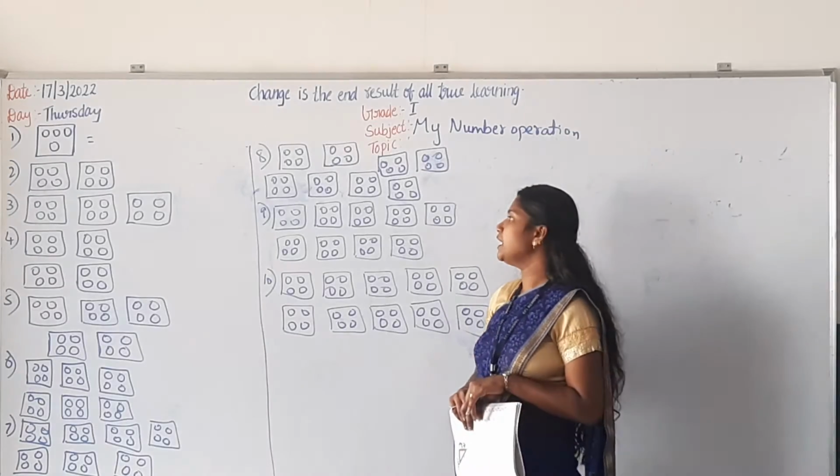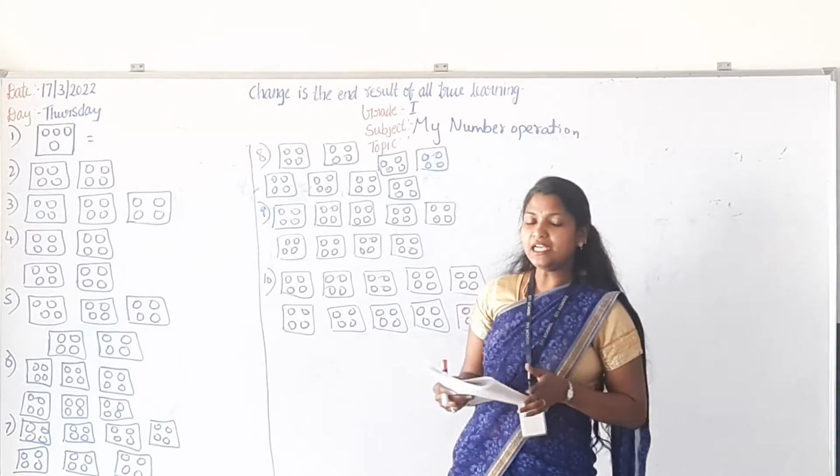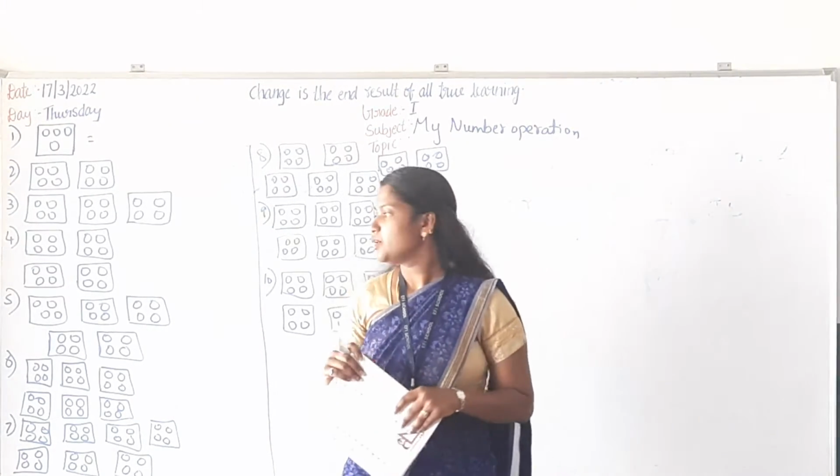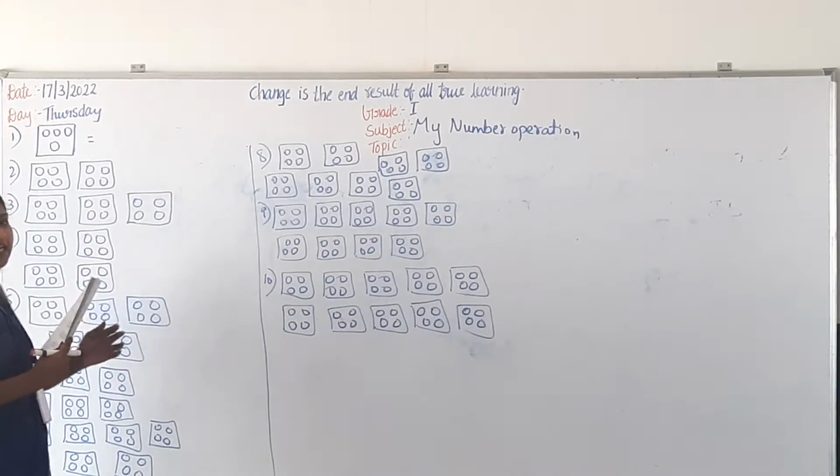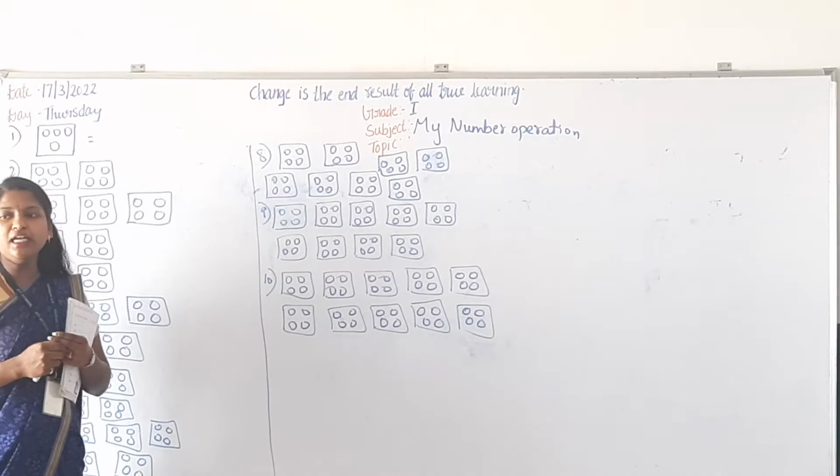So it is your number operation. Till table 3 we learned, right? Today, table 4. Please open page number 49. So we are learning table 4, right?